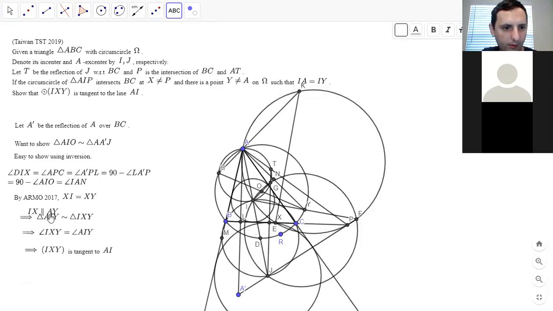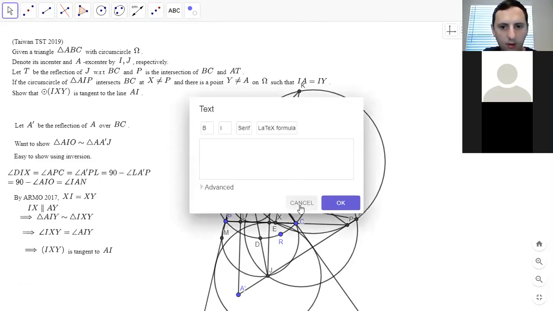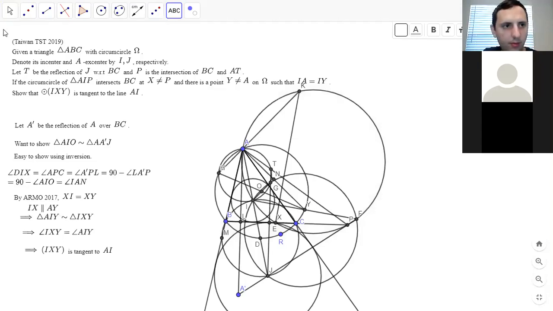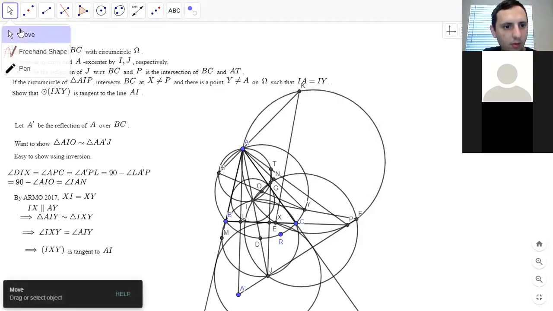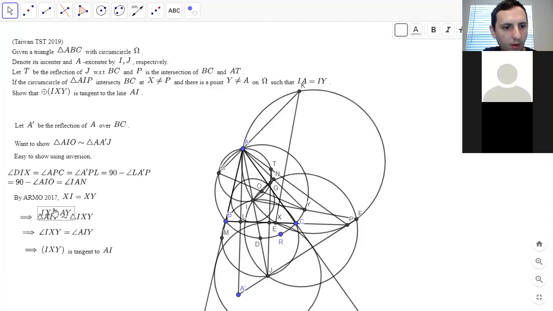All right, thanks for that solution. I think you should write it below the angle chasing. Below ARMO. Between the ARMO and angle chasing. Yeah. Okay. We use the angle chasing to show that IX is parallel to AY.